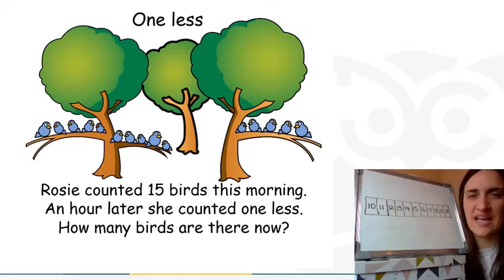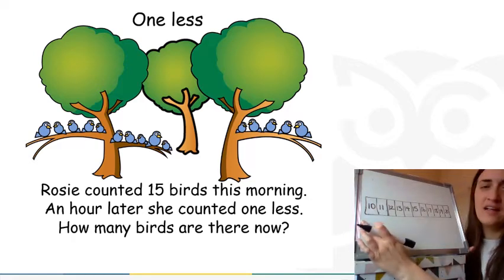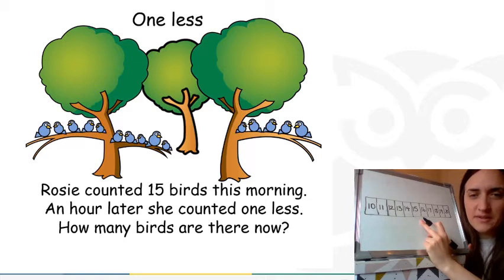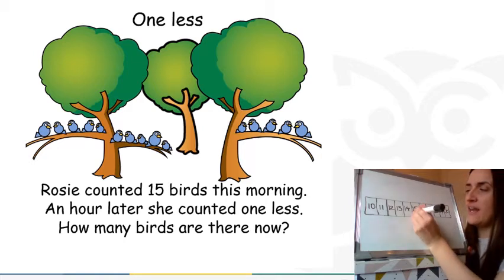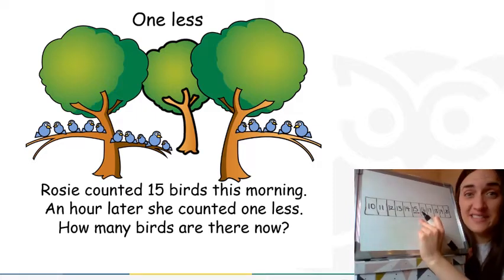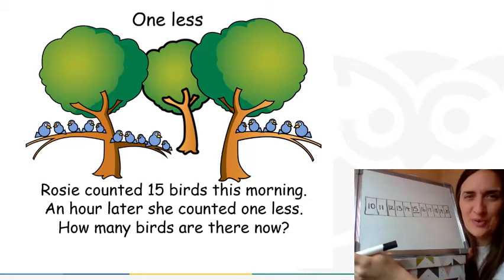So an hour later, she counted 1 less. So how many birds are there now? So let's use our number track to help us. So at first, she counted 15 birds. So I'm going to underline 15. An hour later, she counted 1 less. So I need to know what 1 less than 15 is. How am I going to work that out?